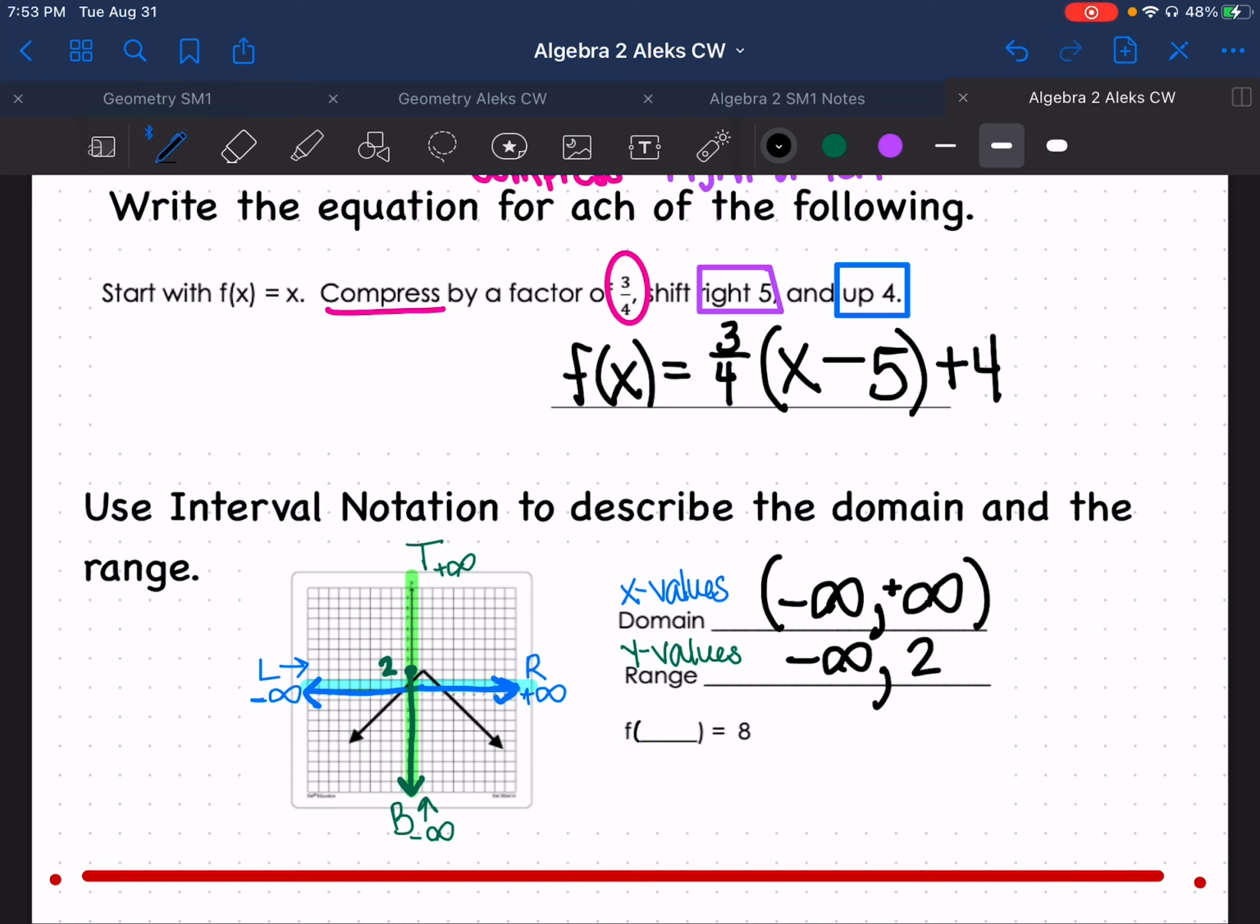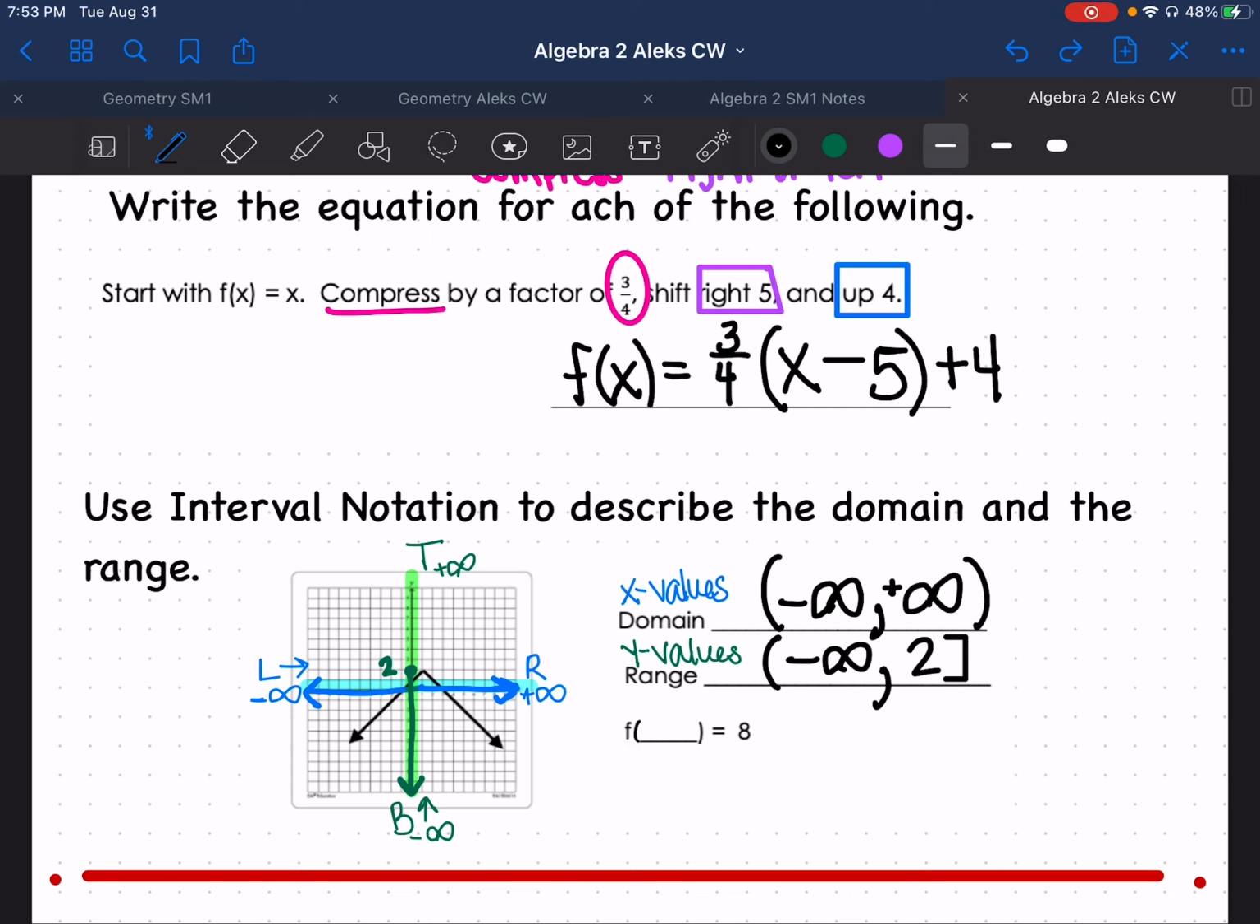There's no graph up here above 2 on the y-axis. Infinity always gets the parentheses, and the 2, since it was a closed point on my graph, I'm going to give it the bracket. There we go. Now remember, when doing this last part of this problem, we are just simply reading our graph.